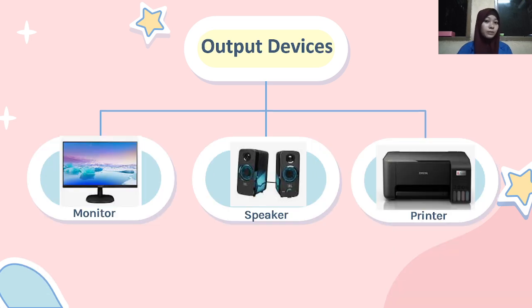And next, we talk about output device. Output device is to display the data which we entered to the computer. Output devices include monitor, speaker, and printer.